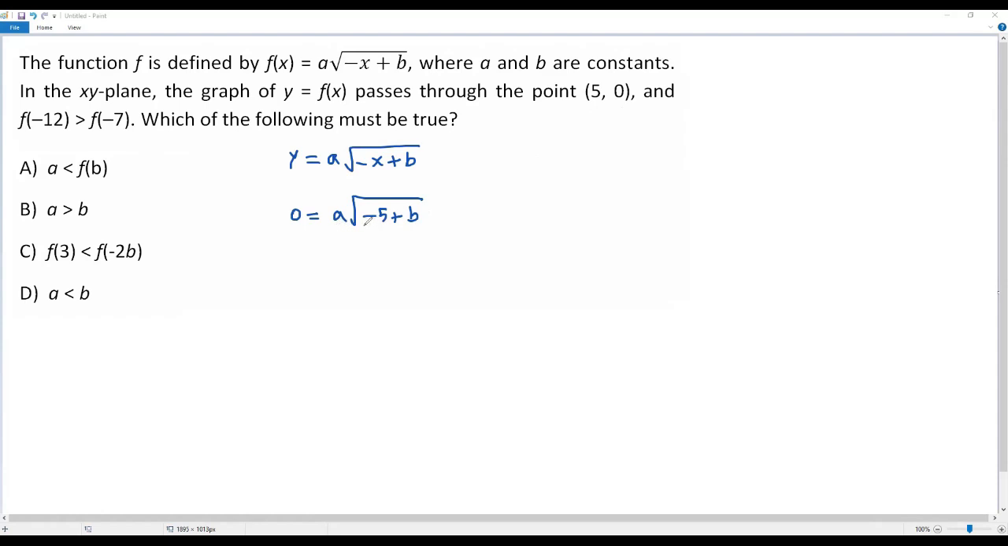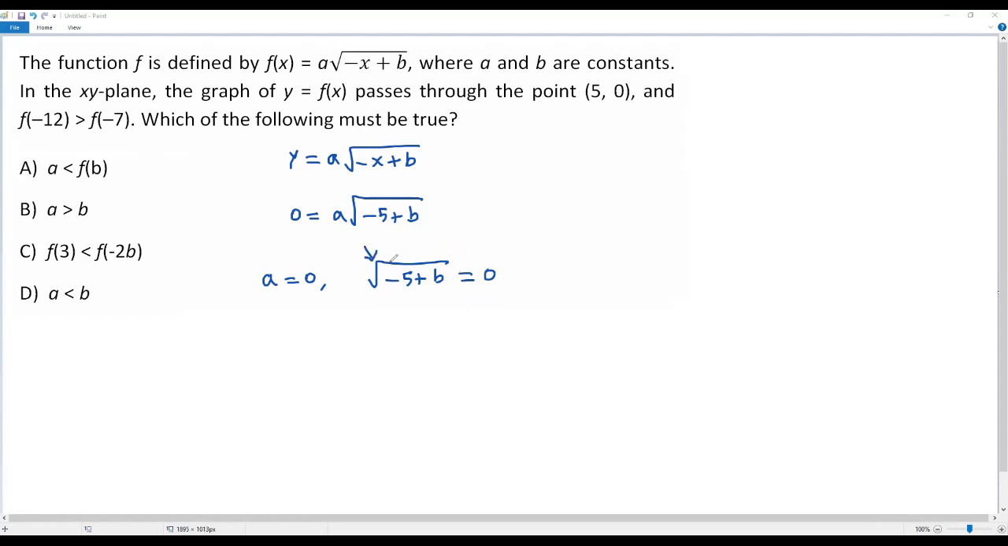Here on the right side we have a product of two quantities, a and the square root of negative 5 plus b, and the product equals 0. Whenever the product of two quantities equals 0, then the first quantity has to be 0 or the second quantity has to be 0 or both of them may be 0. If the first one is 0, we get a equals 0. If the second one is 0, we have the square root of negative 5 plus b equals 0. Now let's solve for b in this equation.